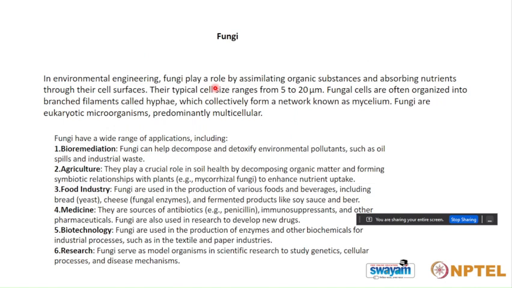So the next class of organism we will be covering is fungi. Fungi have a cell size in the range of 5 to 20 micrometers. Basically, they are larger than other prokaryotes, which are nothing but bacteria and archaea. Fungal cells are usually organized into filaments. These filaments are called hyphae, and the hyphae collectively form mycelium.